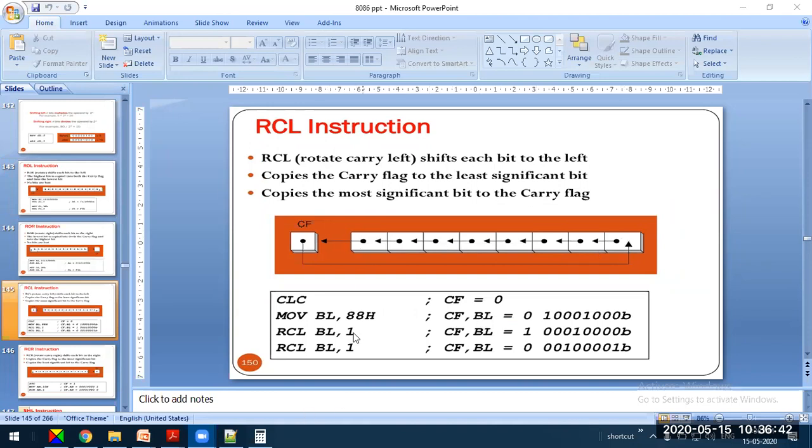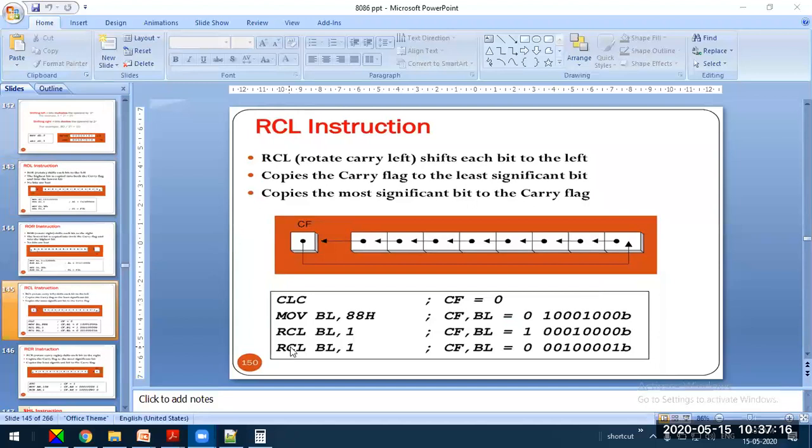Simple example case, let us say data 88H. If you rotate left, the MSB goes to the carry bit, which becomes 1. Also, the carry bit is copied into the LSB. So thereby the carry bit goes to the LSB. Initially the carry bit was 0, so the effective data in the register BL is 10H. The carry flag is set to 1.